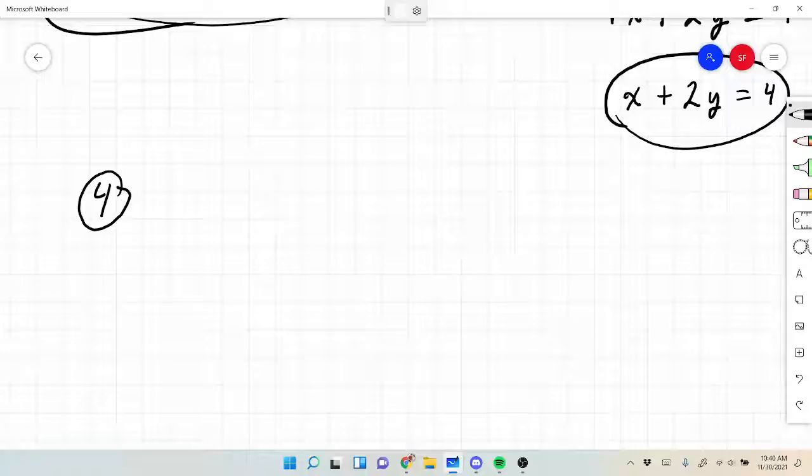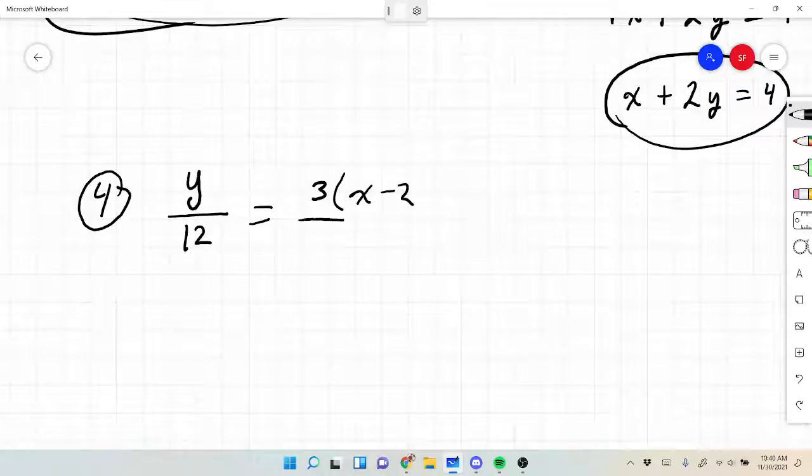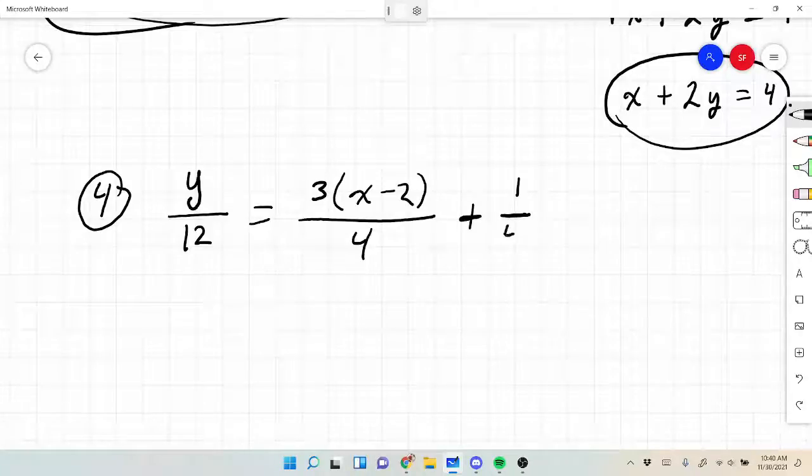Let's do y over 12 equals 3 times x minus 2 over 4 plus, let's make it obnoxious and say 1 over 48.